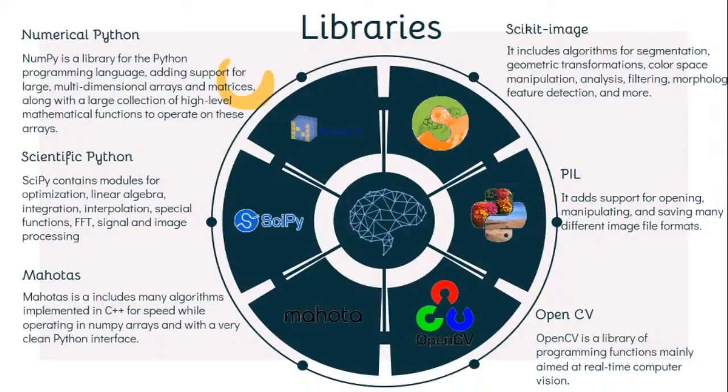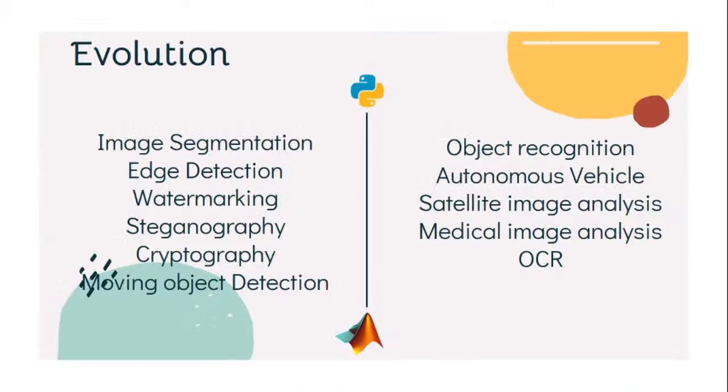Basic operations such as edge detection, segmentation, watermarking, steganography, cryptography, and moving object detection. Those kinds of things were helpful, but they deployed only image processing. For example, if you take edge detection, what algorithm can we write for image edge detection? They would write a program for doing edge detection, and it would lead to a lot of lines.